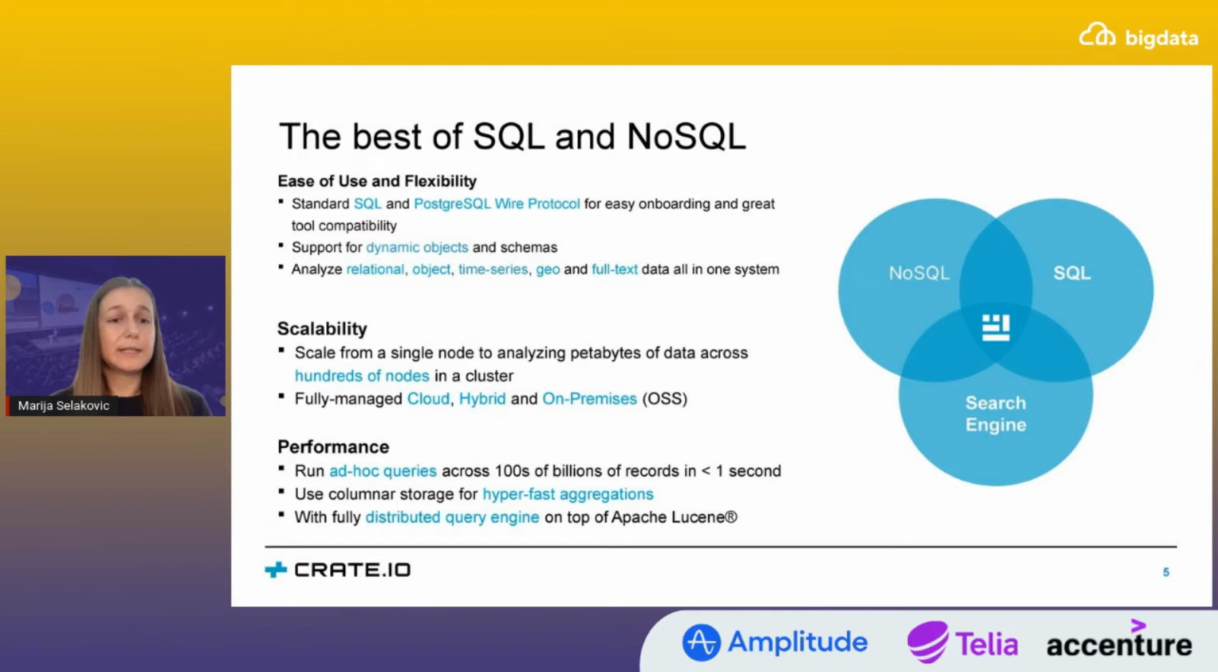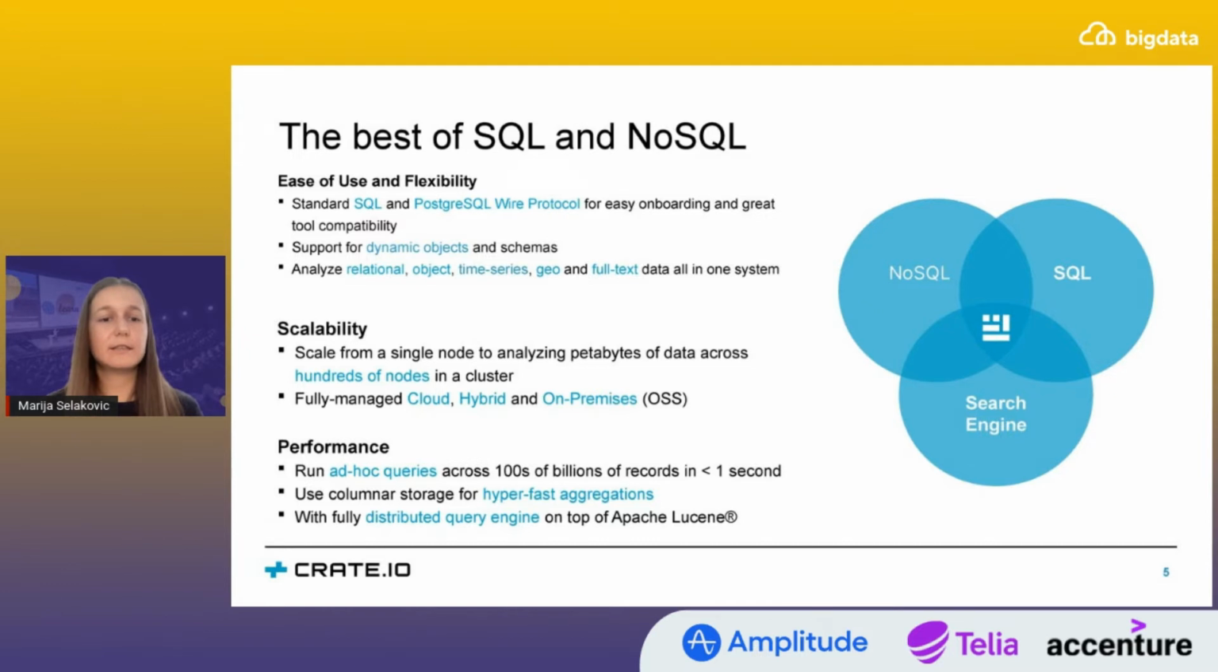CrateDB is designed with scalability in mind. It supports horizontal scalability, so you just need to add more nodes to achieve a more scalable system. And we have 3 deployment options: cloud, hybrid, and on-premises.